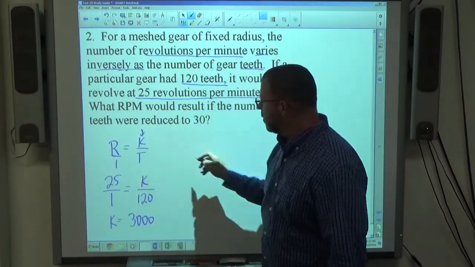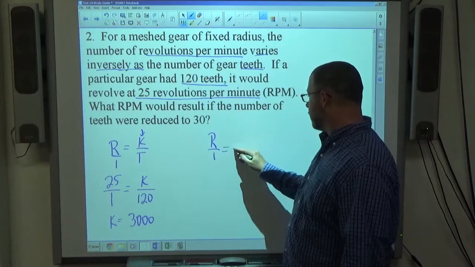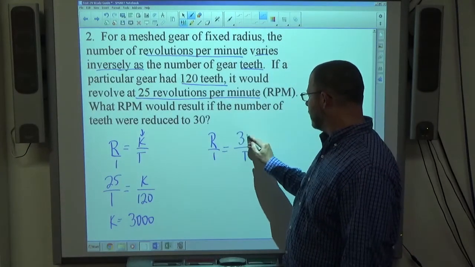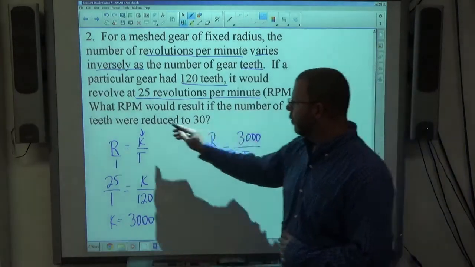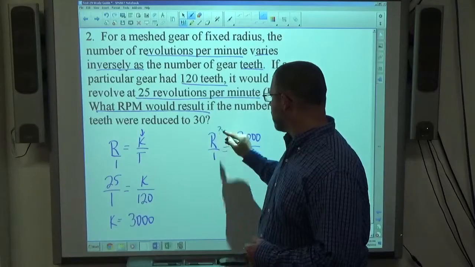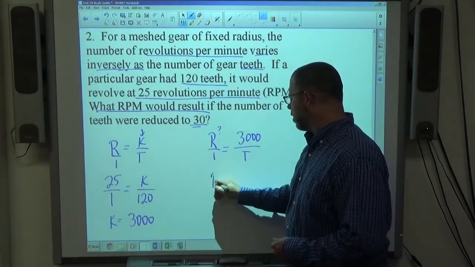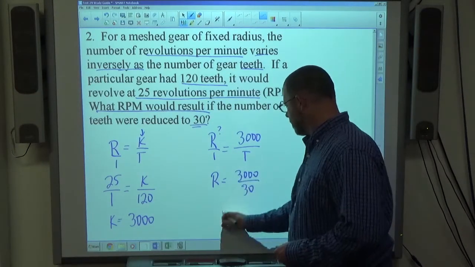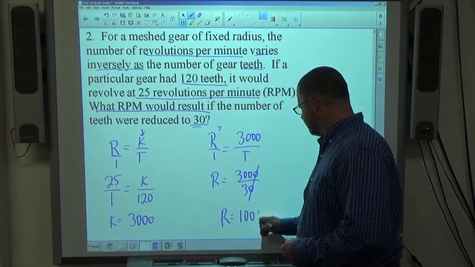That goes right back up here. So the original structure was R over 1 is equal to K over T. Keeping R and T what they are, K is going to change to 3,000. So now it says what RPM would result. So what RPM would result means we don't know what R is if the teeth were reduced to 30. So we're ending up with 30 teeth. So R should equal 3,000 over 30. 300 divided by 3 is equal to 100 RPM.